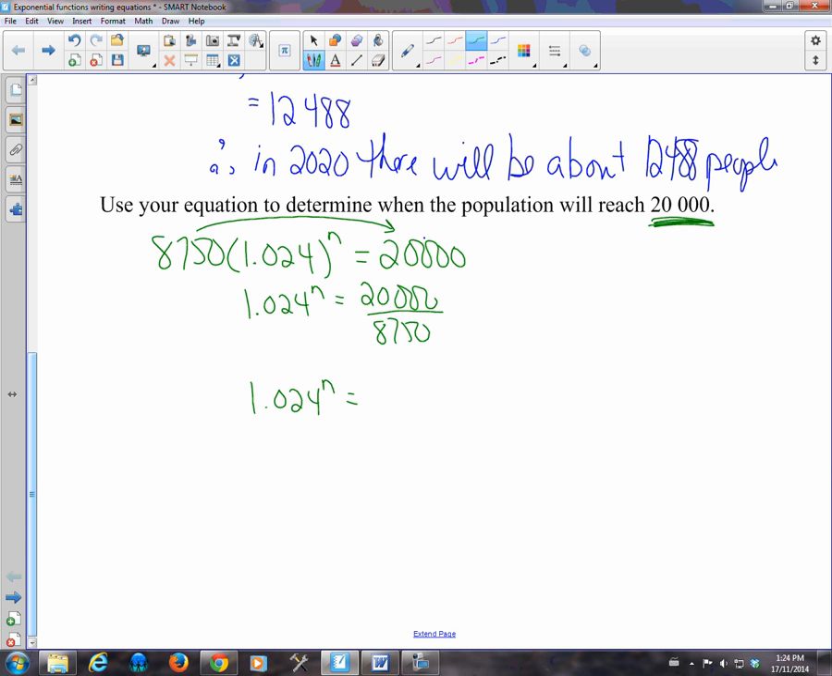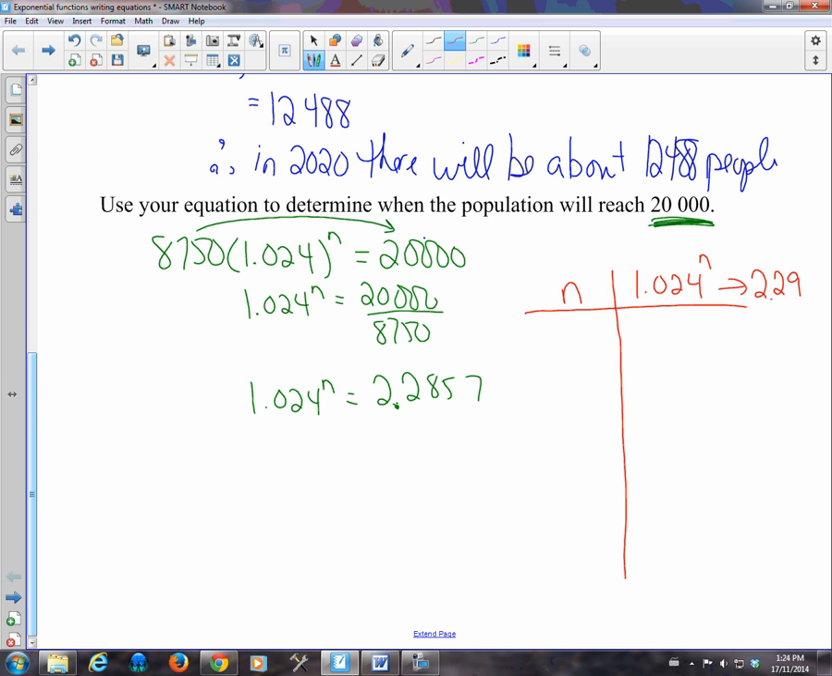And I'm going to end up with, my calculator turned off. There we go. 20,000 divided by 8,750. So we've got about 2.2857. This is the kind when I'm trying to figure out the exponent that I have to guess and check. So I have to make myself a little table, pick numbers for the exponent, keep typing that exponent in until I get as close as I can to about 2.28 or 29, somewhere in there. So we're going to pick somewhere to start.